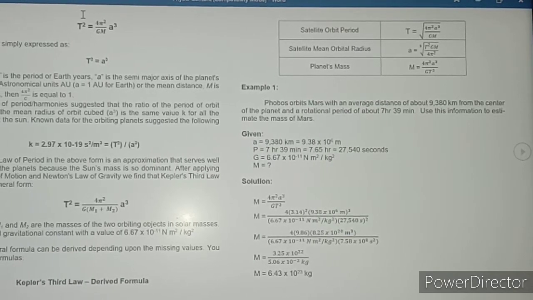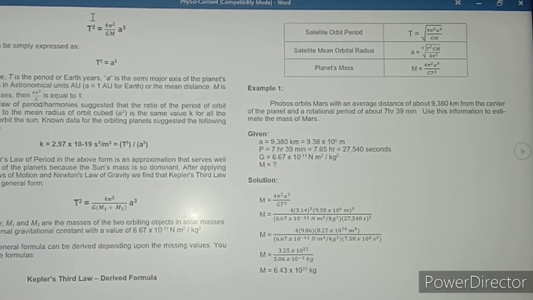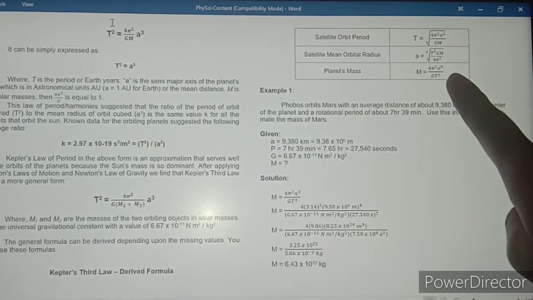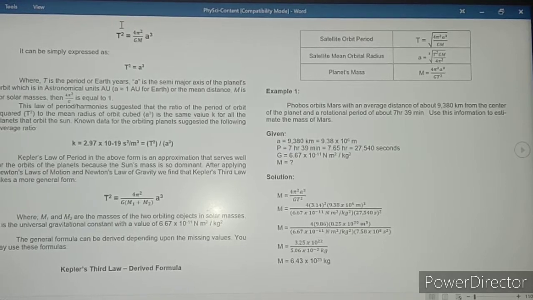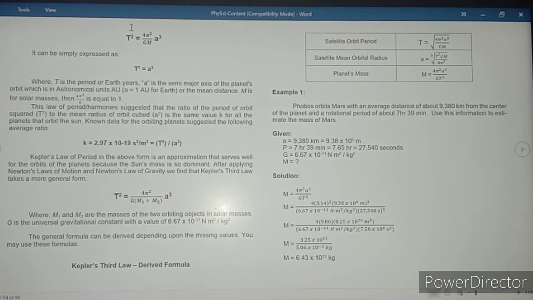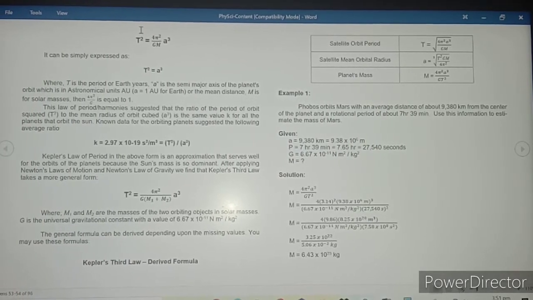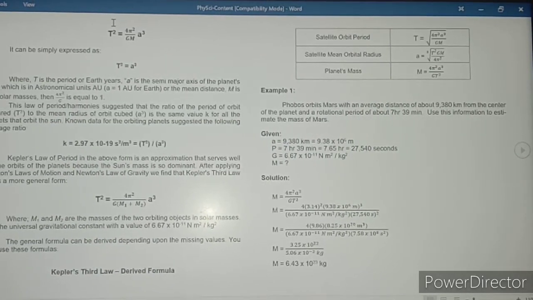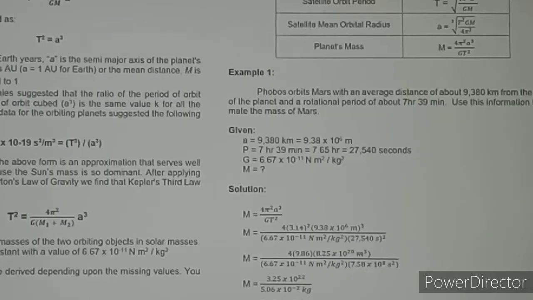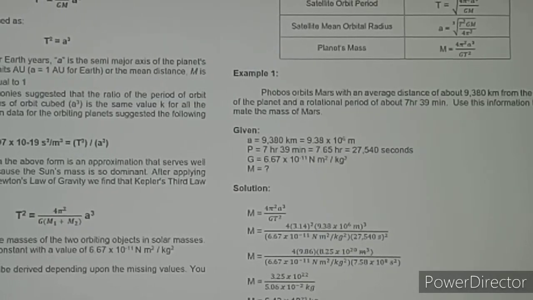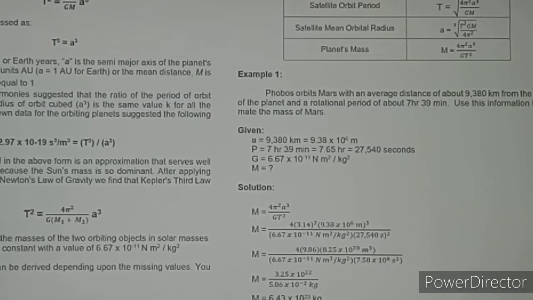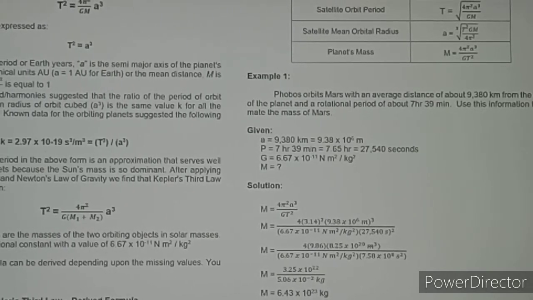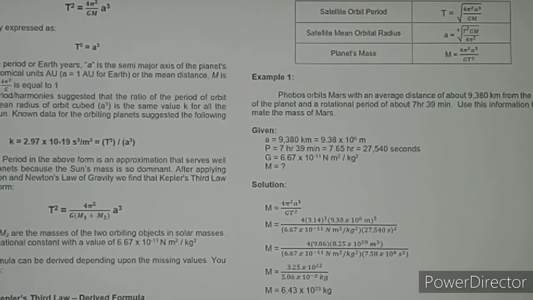So, for the solution, we are going to use this formula. Since we are looking for the mass, we have m is equal to 4 pi squared a cubed over G T squared. Alright, for the solution, ang gagawin lamang po natin is get the product of all the values in the numerator and then the values in the denominator.